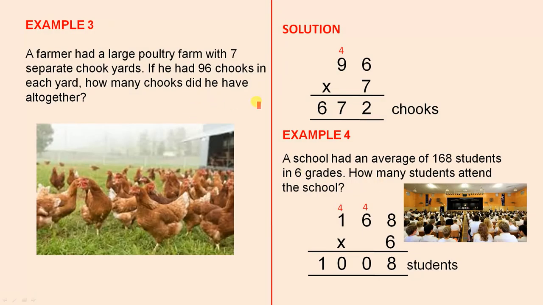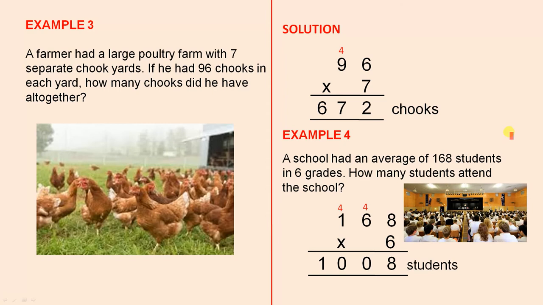Example 3. A farmer had a large poultry farm with 7 separate chook yards. If he had 96 chooks in each yard, how many chooks did he have altogether? So there is one chook yard here. And in that chook yard there are 96 chooks, but he had 7 of those yards. So the solution, that represents the 96 chooks in each yard. That represents the 7 yards. So 7 times 96. 7 6s are 42. There's the 2 and there's the 4 10s. 7 9s are 63. Plus 4 is 67. 672 chooks.